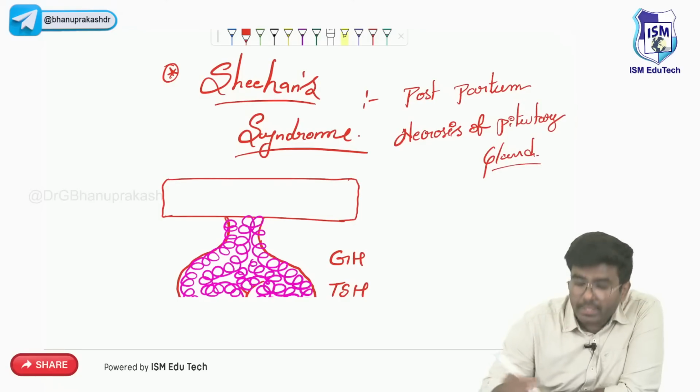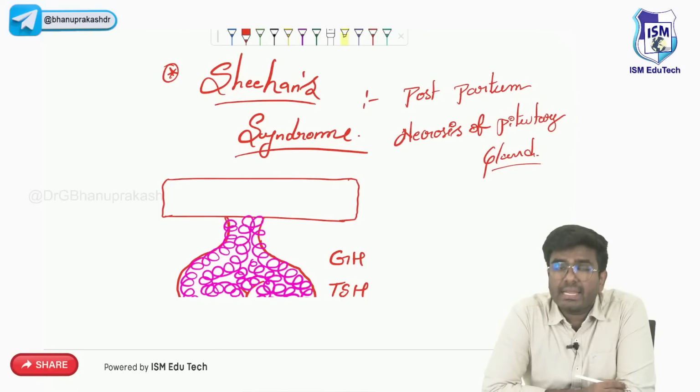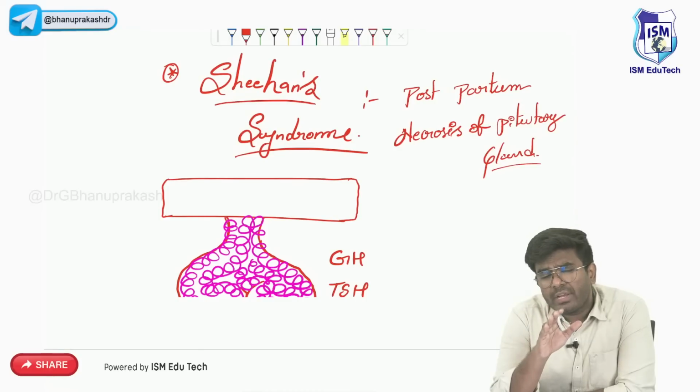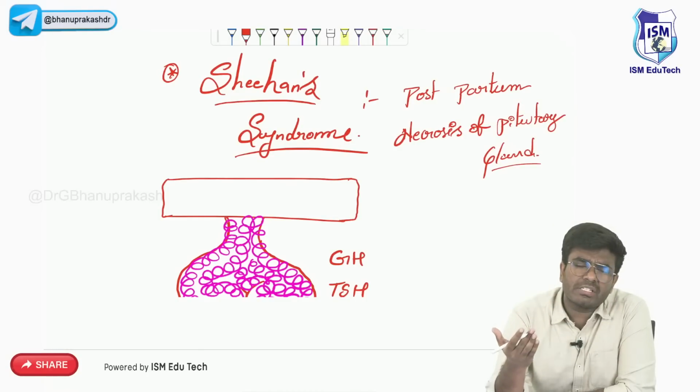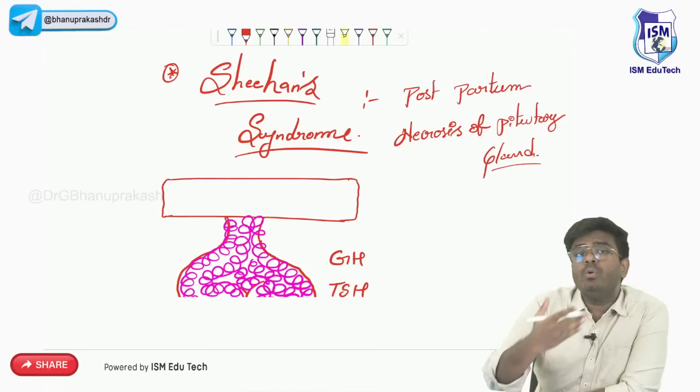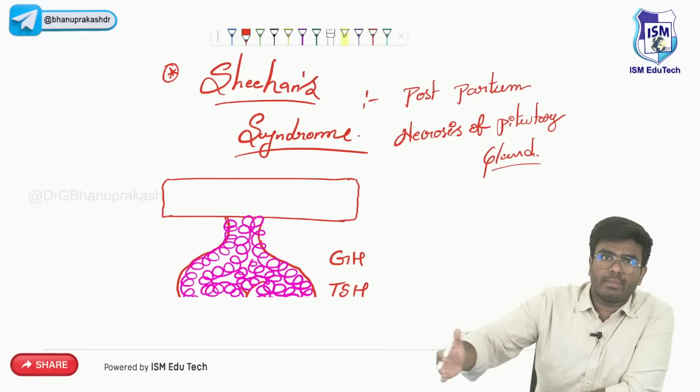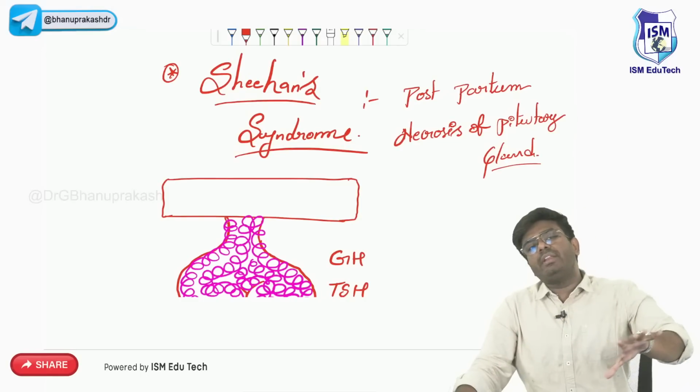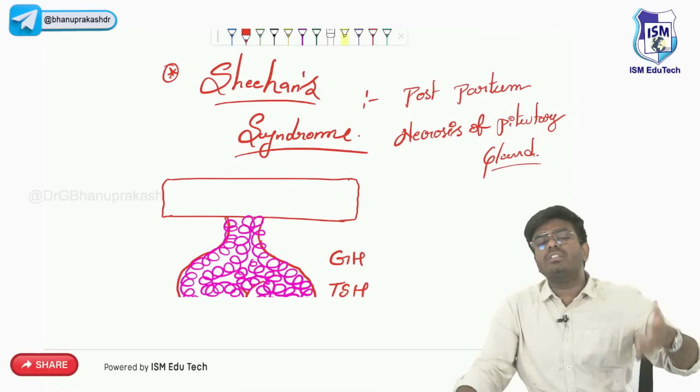Okay, it's a postpartum necrosis of the pituitary gland. What exactly I mean by this, simply try to understand like this. There was this one female who has undergone the process of delivery. During this delivery there is a lot of hemorrhage. Okay, there is lots and lots of hemorrhage.